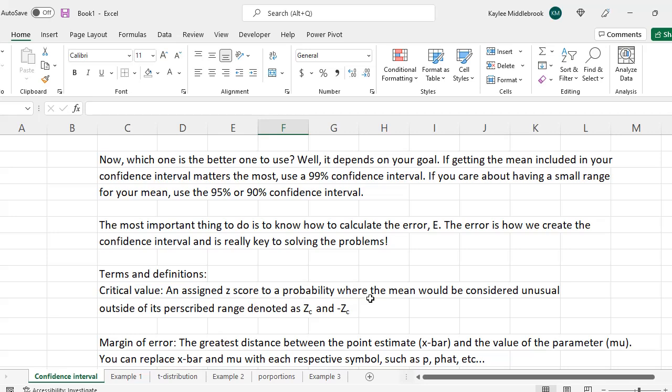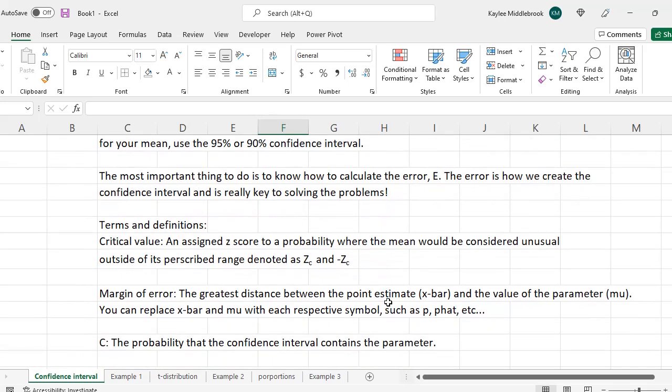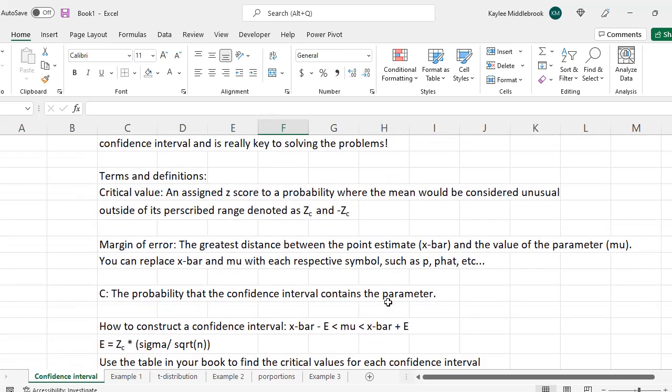So the next most important thing to do is to know how to calculate the error E. The error is how we're going to create the confidence interval, essentially by taking our point estimate and then we're going to add and subtract error to create the two sides of our interval. And so that's essentially how you create the confidence interval.